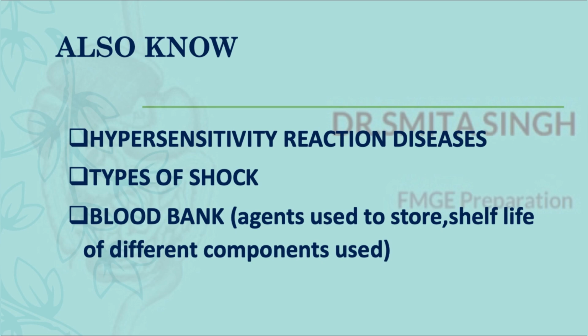Types of shock, obviously the 4 things: cardiogenic, hypovolemic, neurogenic, and these things. And the blood bank questions, like the exams are moving more towards the practical aspect of things. So blood banks, the agents used to store those blood components and the shelf life of different components, and those kind of things have become really important these days. So please go on and watch some YouTube video on blood bank and blood storage things, or whatever app you have. Go and watch the video or notes.